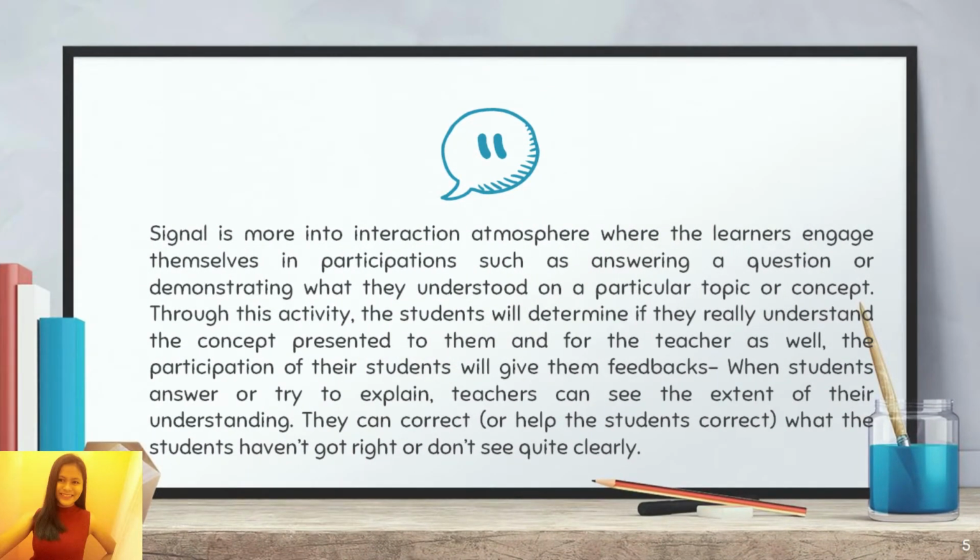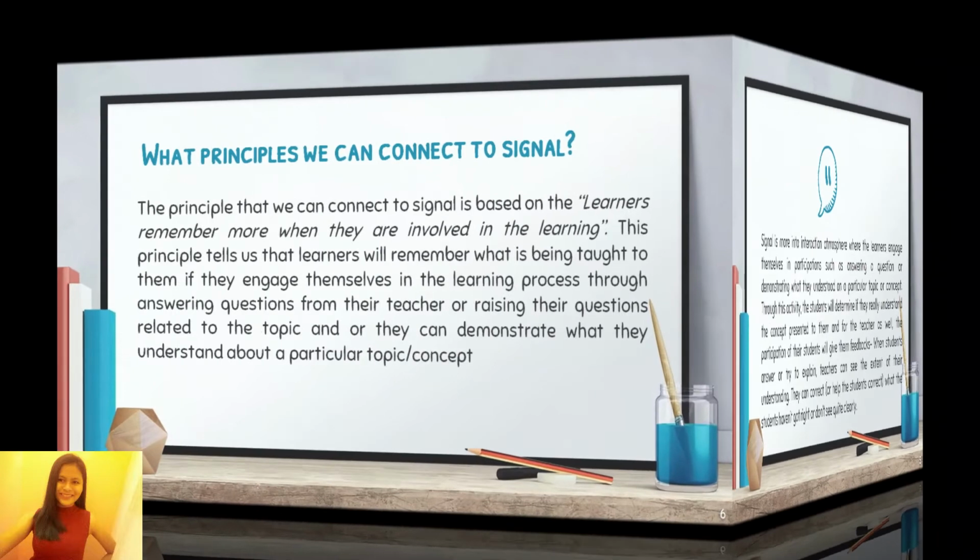Moreover, signal is a more interactive atmosphere where the learners engage themselves in participation such as answering a question or demonstrating what they understood on a particular topic or concept. Through this activity, the students will determine if they really understand the concept presented to them, and for the teacher as well, the participation of their students will give them feedback. When students answer or try to explain, teachers can see the extent of their understanding. They can correct or help the students correct what the students haven't got right or don't see quite clearly.